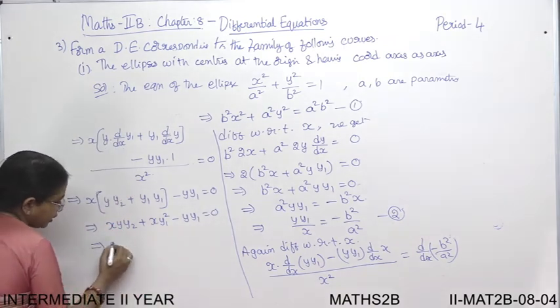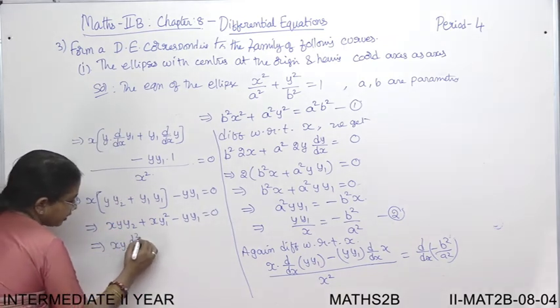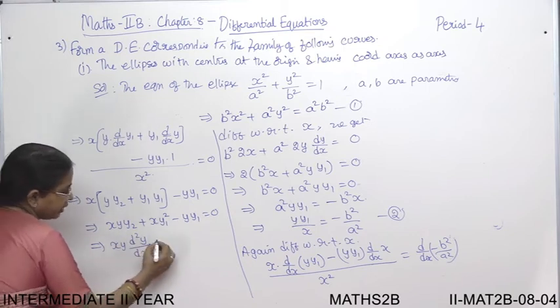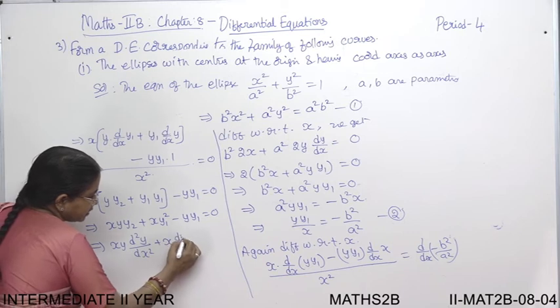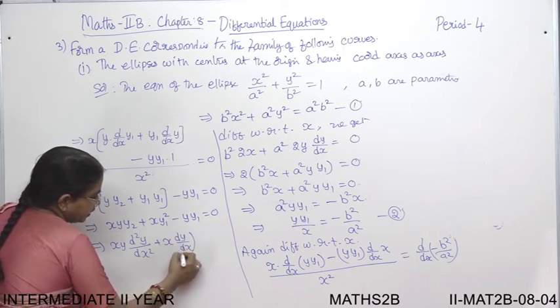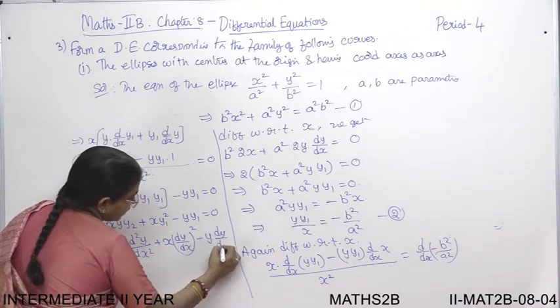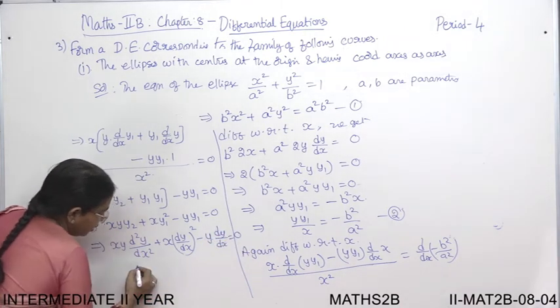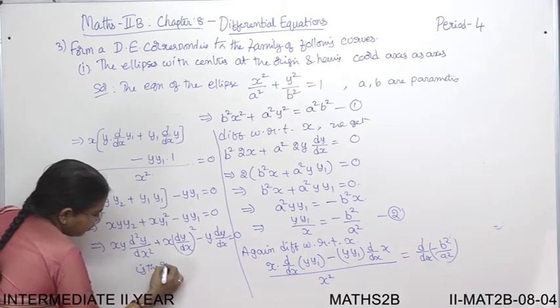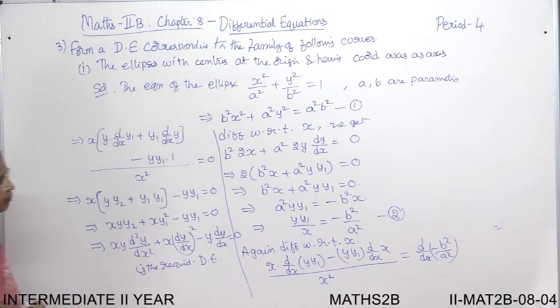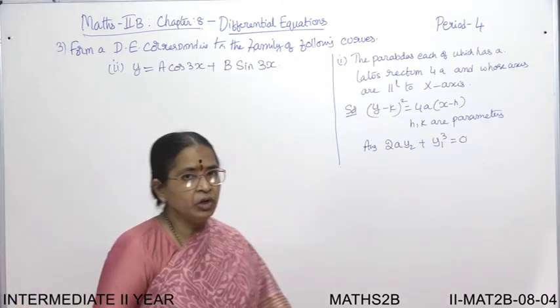Now write the equation in terms of d square y by dx square, dy by dx. y2 is d square y by dx square. y1 is dy by dx whole square, minus y into dy by dx is equal to 0 is the required differential equation. So this is the required differential equation. Now we'll do this problem.